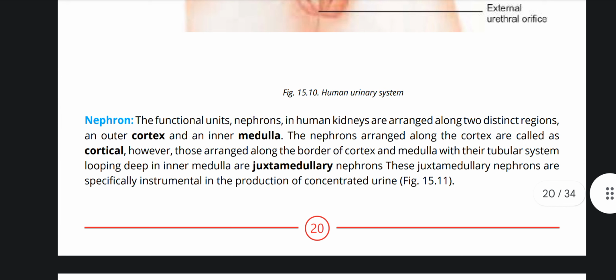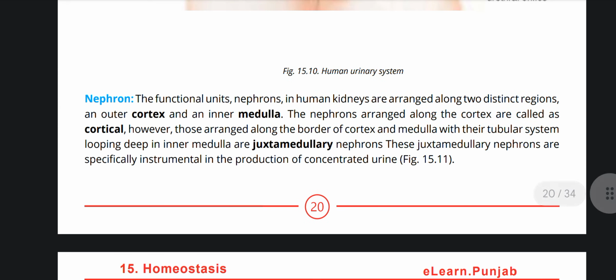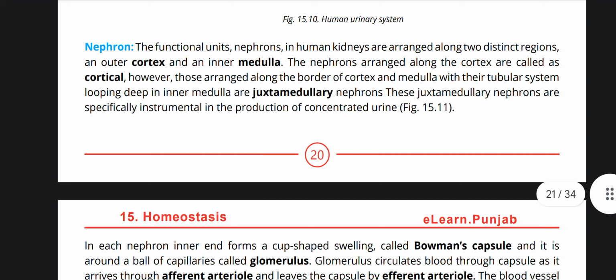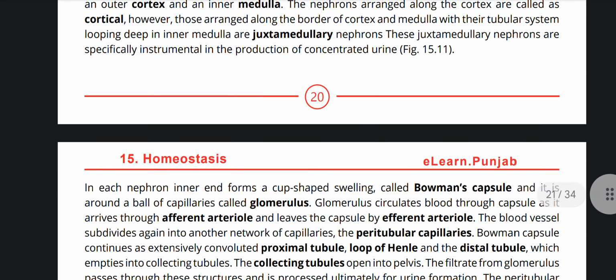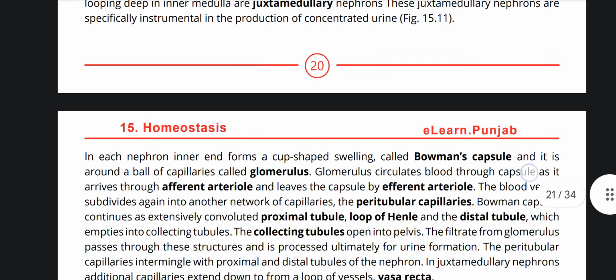Nephron, the functional unit. Nephrons in the human kidneys are arranged along two distinct regions, an outer cortex and an inner medulla. Nephrons arranged along the cortex are called cortical. However, those arranged around the border of the cortex and medulla, with the tubular system lying deep in the inner medulla, are juxtamedullary nephrons. These juxtamedullary nephrons are specifically instrumental in the production of concentrated urine.